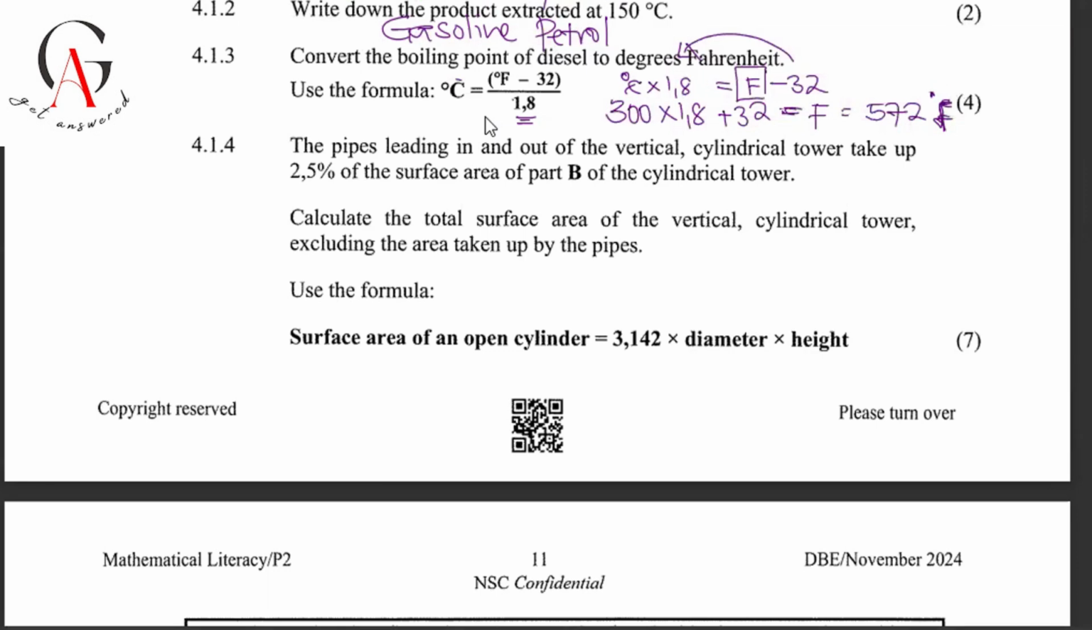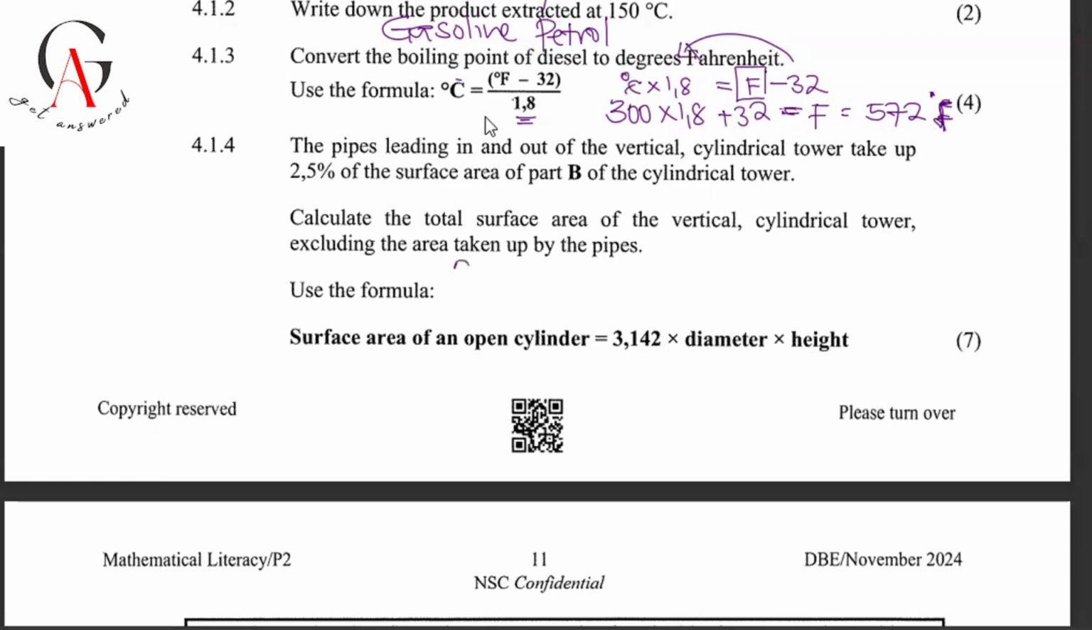The pipes leading in and out of the vertical cylindrical tower take up 2.5% of the surface area of part B of the cylindrical tower. Calculate the total surface area of the vertical cylindrical tower, excluding the area taken up by the pipes. Excluding means we're going to subtract. So they're telling us the surface area of an open cylinder is the same as pi times diameter times height, which is okay.